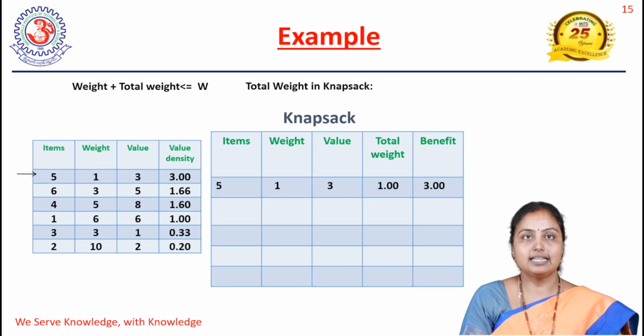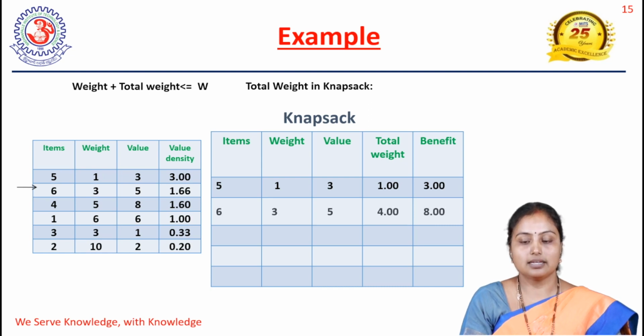Now the total weight in the knapsack is 1. Again we have to move to the next one, that is 6. The next item is item 6, which has weight 3 and value 5. So we have to enter item 6 in the knapsack. So we entered item 6 into the knapsack. Now you observe, what is the total weight? 4. Why is it 4? Previously the weight is 1. Now we are adding an item with weight 3.